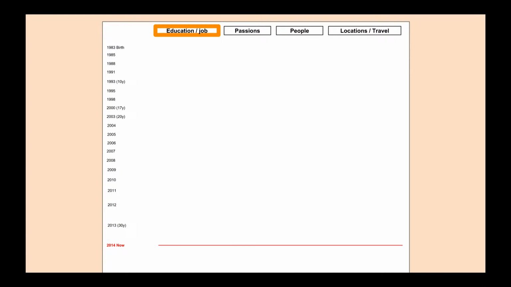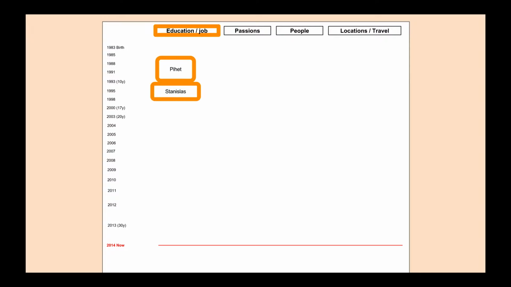I'm going to take my own life as an example to explain how to fill in this grid. I won't speak too much about the details of my own stuff, but just so you understand what you want to fill in the gaps. I'll start with the left column, which is education and job, because that's probably the easiest to remember off the top of your head.